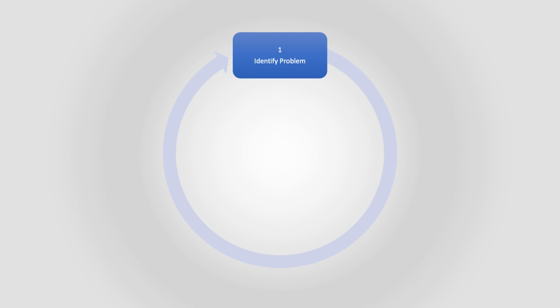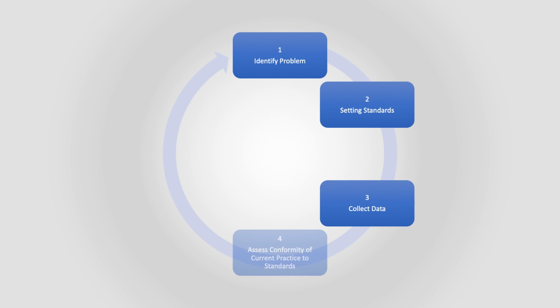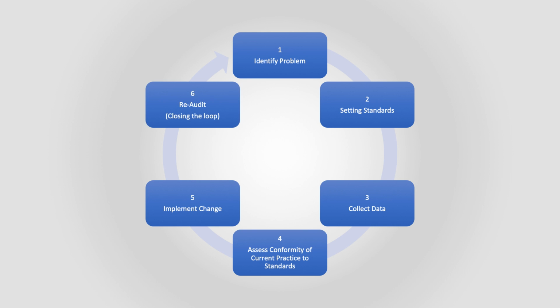This process can be broken down into six stages. We, firstly, identify a problem, identify a standard, collect data, assess conformity with that standard, implement change, and re-audit. Now, let's look at each of these in a bit more detail.